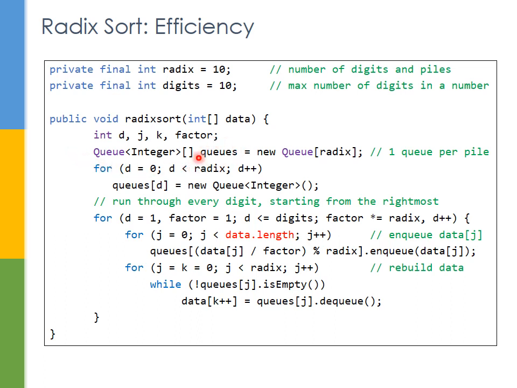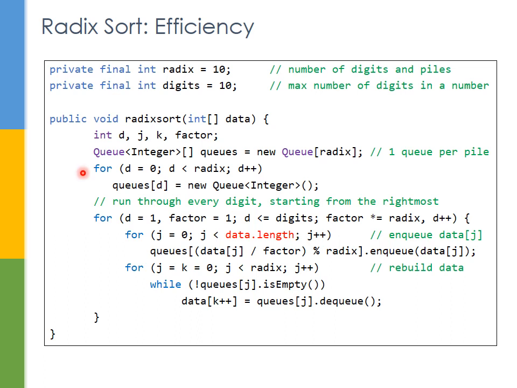So we're defining queues, which is an array of queues that contain integer values. Now the size of this array is equivalent to Radix, as you can see there. And this makes sense because there needs to be a queue for each one of the digits. And there are 10 possible digits within the decimal number system.